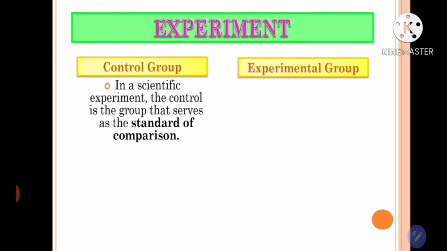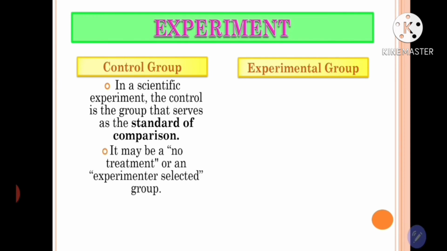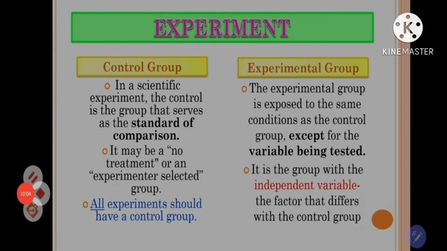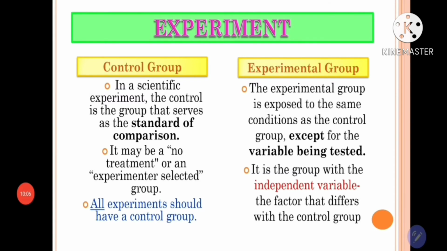Okay, so in the experiment, Jungkook prepared two groups. The first group is the control group and the second group is the experimental group. Okay, so let's differentiate the two. In an experiment, data from an experimental group is compared with the data from a control group. These two groups should be identical in every respect except one.